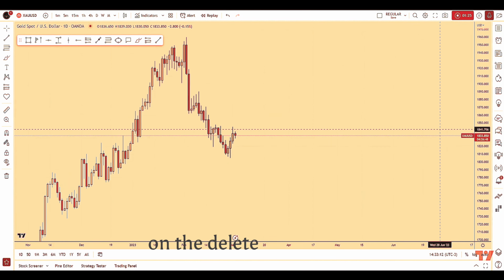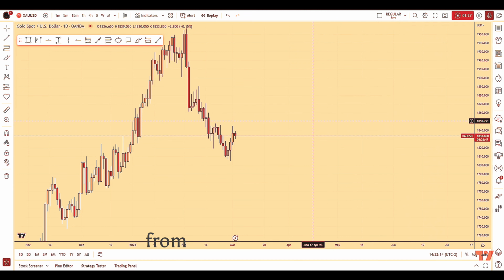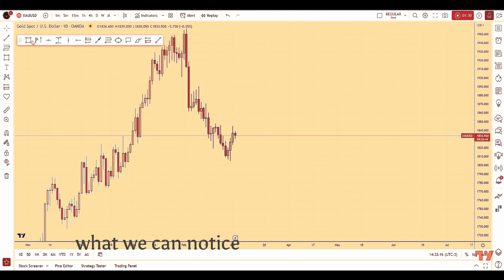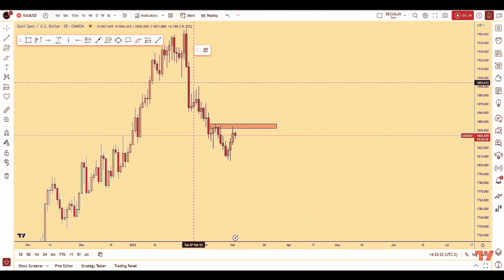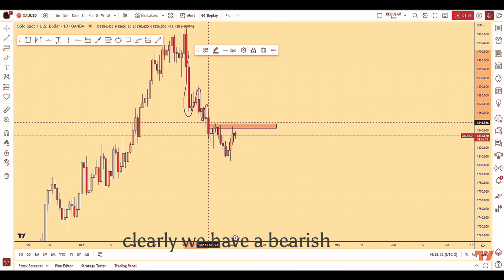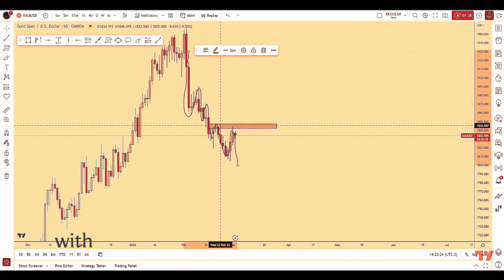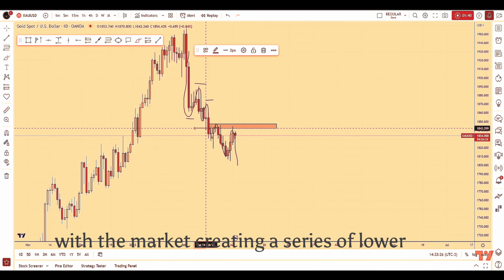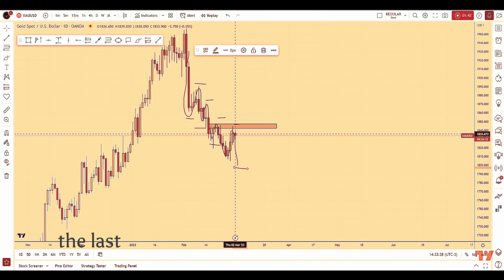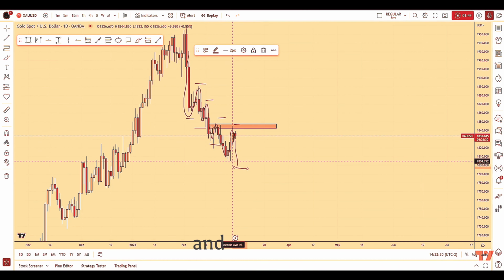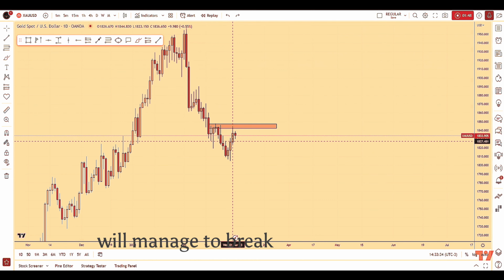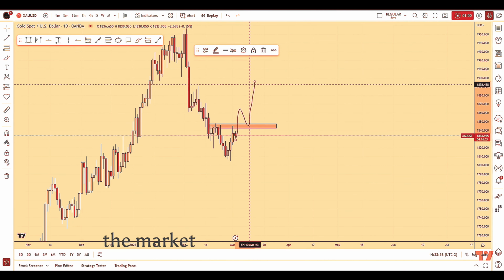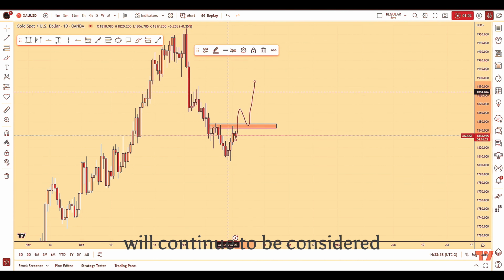Going down on the daily time frame, what do we see? Now, from a daily perspective, what we can notice is that at the moment the market is still below the previous high. Clearly, we have a bearish trend from a daily perspective, with the market creating a series of lower lows and lower highs. The last move was the creation of a lower high and lower low. So unless the market here will manage to break above this level, the market from a daily perspective will continue to be considered to be in a bearish market.